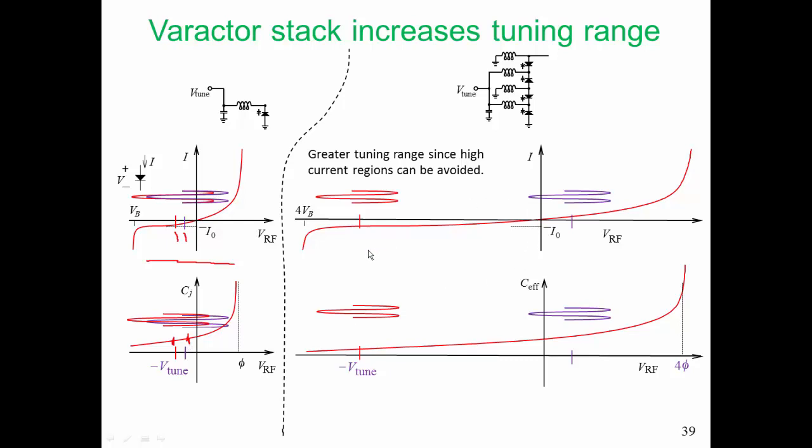On the 4 diode stack we see that we can vary the DC tuning voltage by quite a large amount, and with the same RF voltage swing we can keep away from the reverse breakdown region and away from the forward current region, and the tuning that we can achieve of capacitance value is really quite large, much larger than we possibly would have expected by simply multiplying the tuning range by a factor of 4.